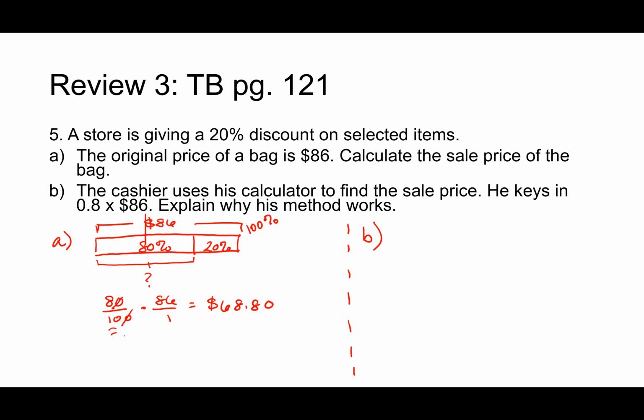All right, now the cashier uses this calculator to find the sale price. He keys in 8/10 times $86. Why does his method work? Why does it work to just do 8/10 times 86? What do you think, Liam? Because 8/10 is the same as 80/100. Great job.